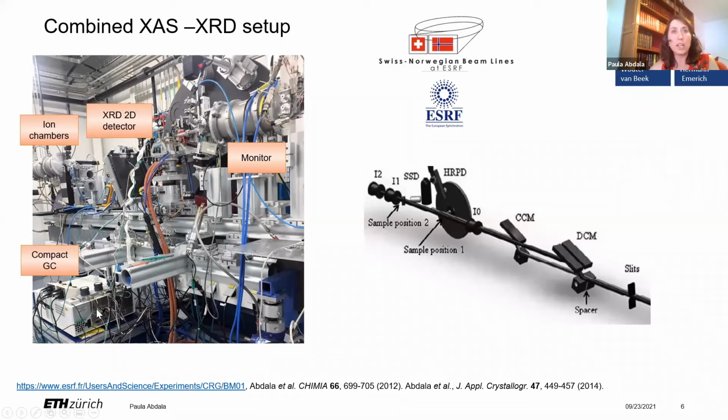And this device down here is our compact GC, compact gas chromatograph, that is brought by our group to the beamline to monitor the reaction. This device allows us to quantify the reaction products in a relatively fast fashion, about 3 minutes. When we need faster acquisition time, in that case, we use a mass spectrometer.